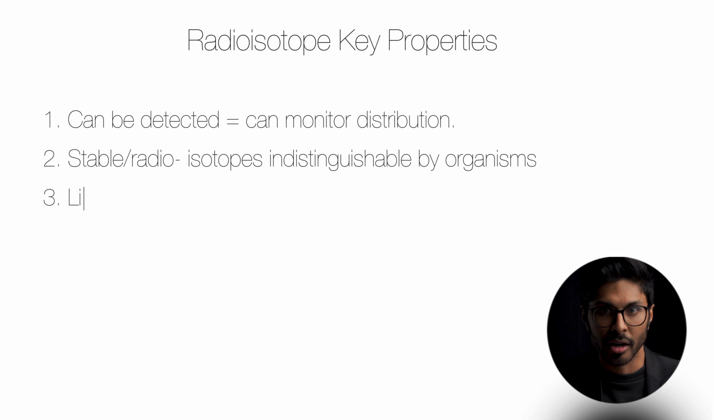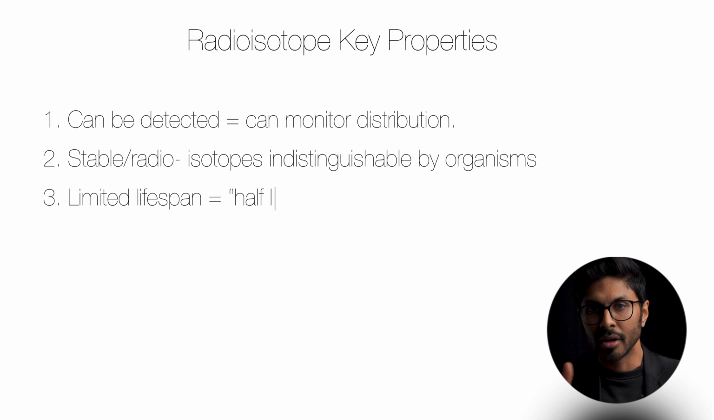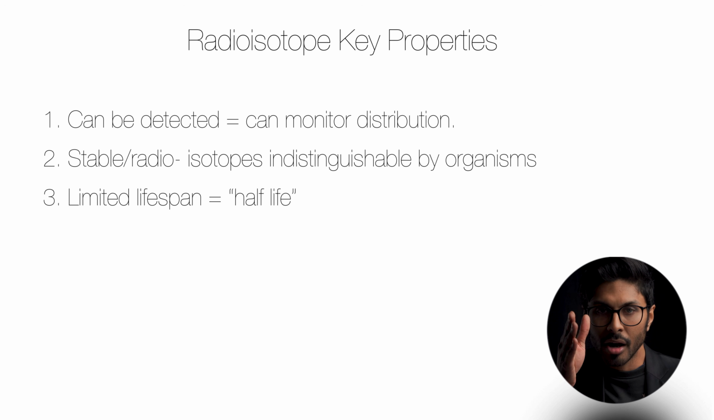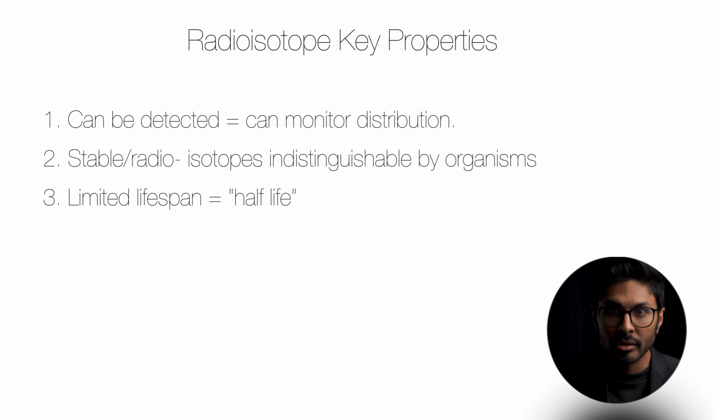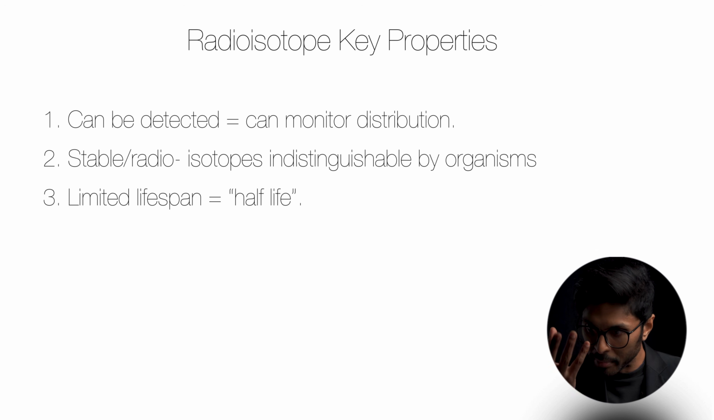Number three, half-life. This is the time it takes for half the isotope's radioactivity to decay. And different isotopes decay at varying rates. So the half-life of a substance X is the time it takes for half of it to have decayed to something else and half of it to still be substance X over here.